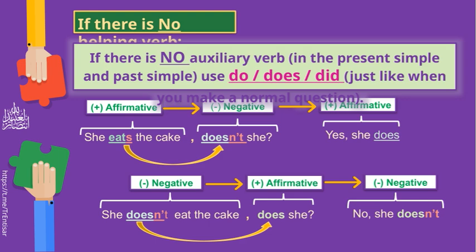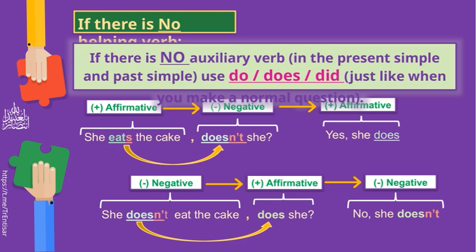For example, if the sentence is negative and there's no auxiliary verb, we say, "No, she doesn't," which means she does not do that. When we want to ask a question, we add does and invert the subject, like, "Does she eat the cake?" In positive statements, if there's no helping verb, we just confirm it directly. For example, "She eats the cake," and then to form a question we say, "Does she eat the cake?"